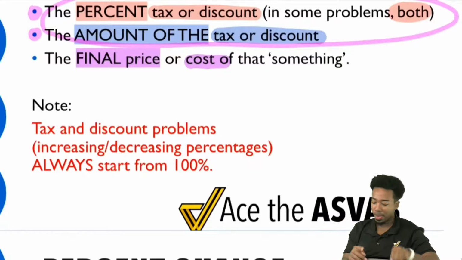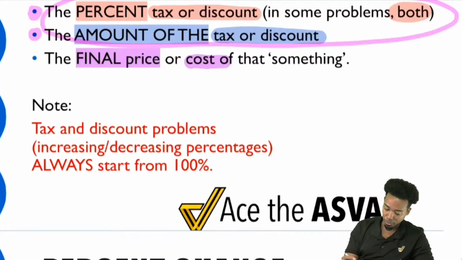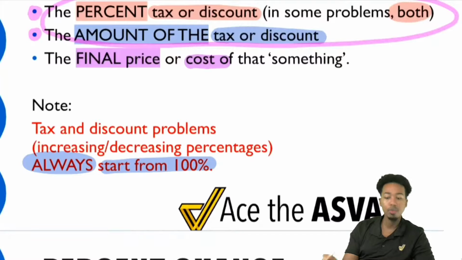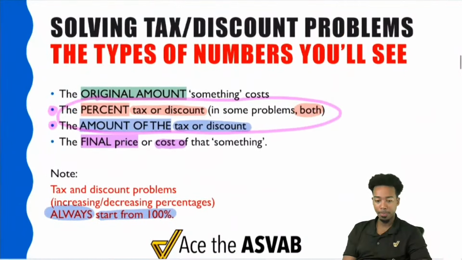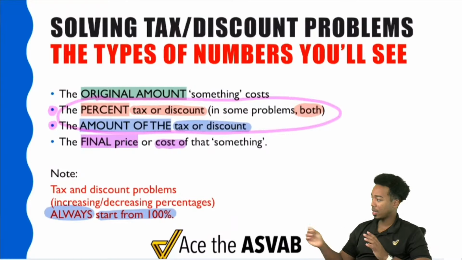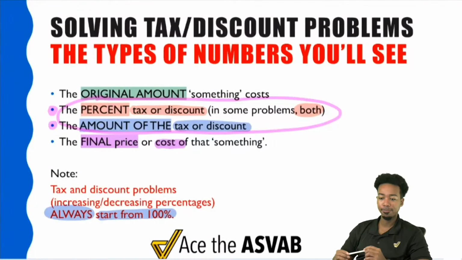But this is the biggest piece of advice that I can really put up here. Always start from 100% when it comes to these percent tax and discount problems. So let me zoom on out over here and let you take your screenshot or finish writing your notes down. But after this and one more little bit, we're going straight into practice for the rest of class.